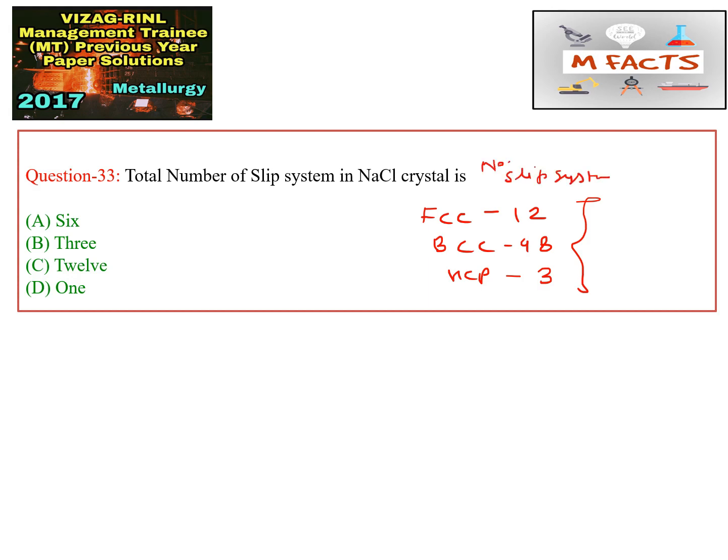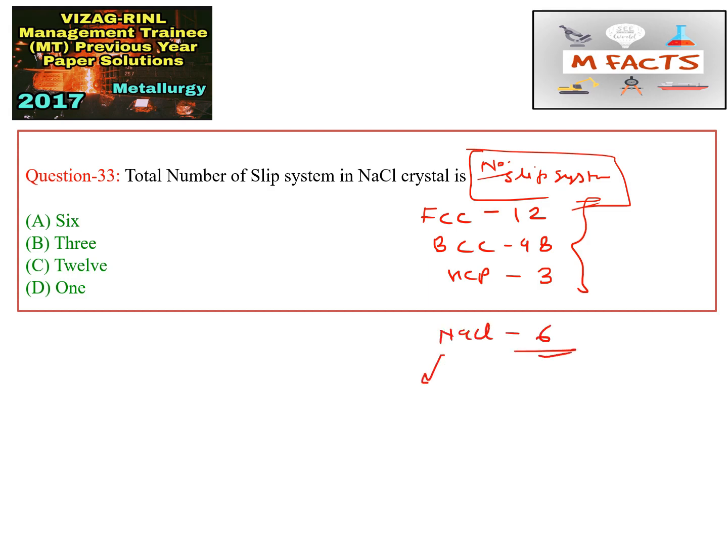One thing is that they also ask about the slip plane and slip directions, which basically combine and make the slip systems. For NaCl, the number of slip systems is 6, so we can learn this thing.